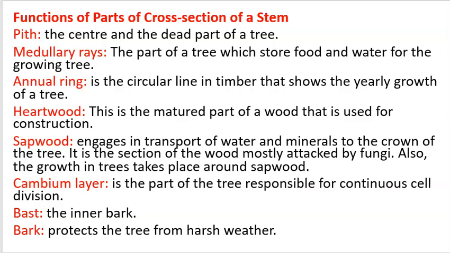Now, all these parts of a log have their functions. Functions of parts of cross-section of a stem. We have the pith, which is the center, and the dead parts of a tree. It is very, very hard. Then we have the medullary rays, the part of a tree which store food and water for the growing tree. Then annual ring. This is the circular line in timber that shows the yearly growth of a tree. The annual ring tells us the age of a particular tree.